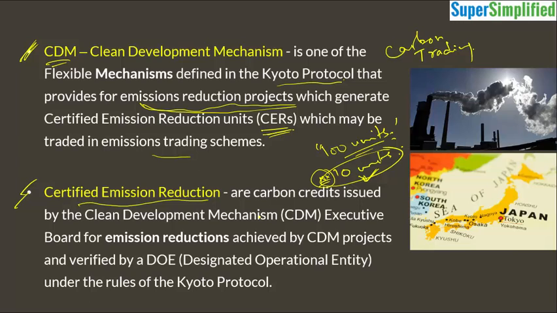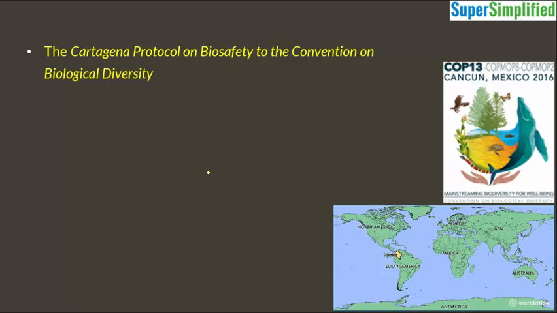So the certified emission reduction is actually a carbon credit which is issued by the Clean Development Mechanism Executive Board for emission reductions achieved by CDM projects and verified by designated operational entity under the rules of Kyoto Protocol. So these are the two terms which are actually associated with Kyoto Protocol. Now coming to the other protocols which were listed down there, the Cartagena Protocol. So this is a protocol on biosafety.